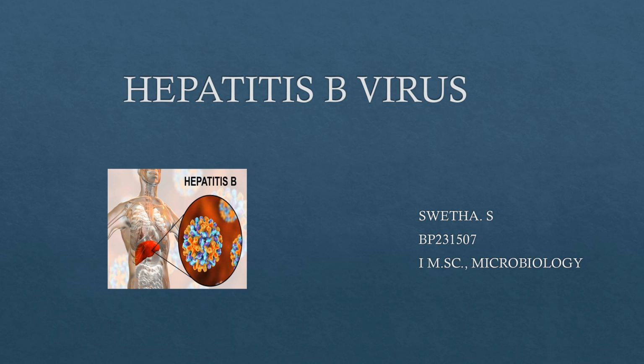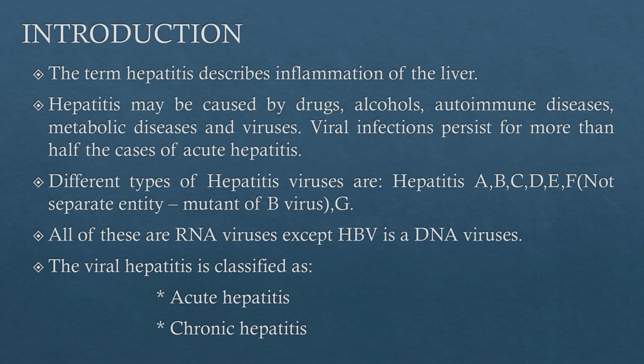We are going to discuss Hepatitis B virus. Introduction. The term hepatitis describes inflammation of the liver. Hepatitis may be caused by drugs, alcohol, autoimmune diseases, metabolic diseases, and viruses. Viral infections account for more than half the cases of acute hepatitis.